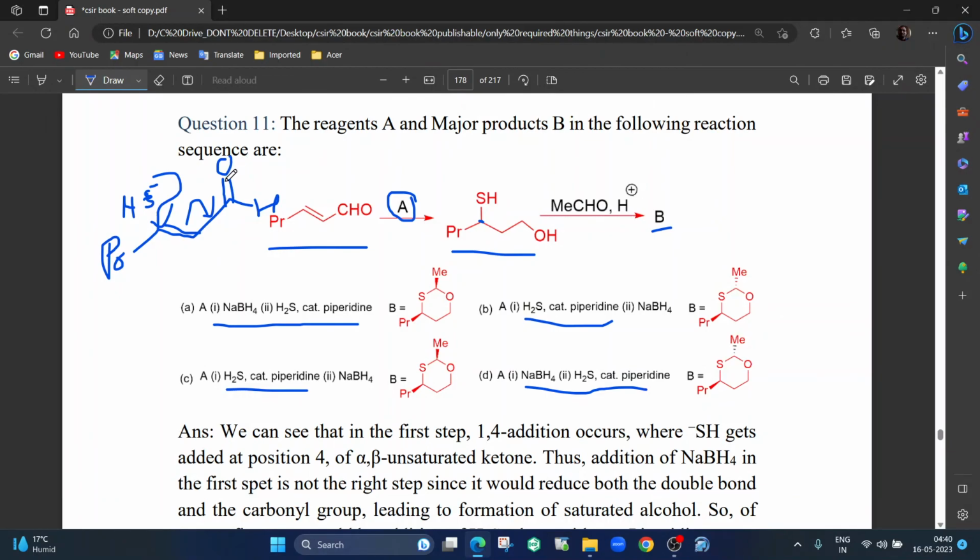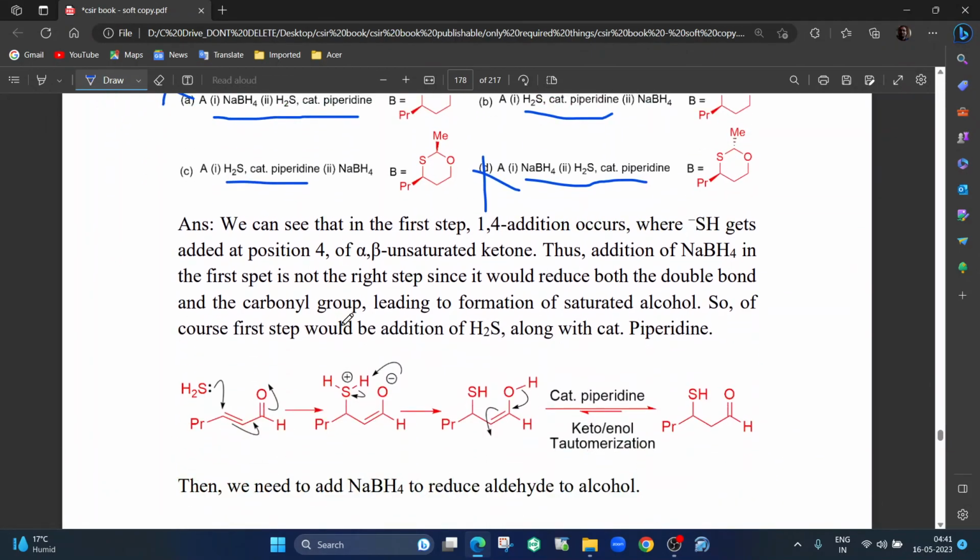NaBH4 is a mild reducing agent, will reduce the aldehyde and ketone and make it into alcohol. Once it becomes alcohol, this addition is not possible. So clearly option A and option D are not possible, because first we cannot reduce. So of course the first step is you add H2S in presence of catalytic pyridine. That should be very simple.